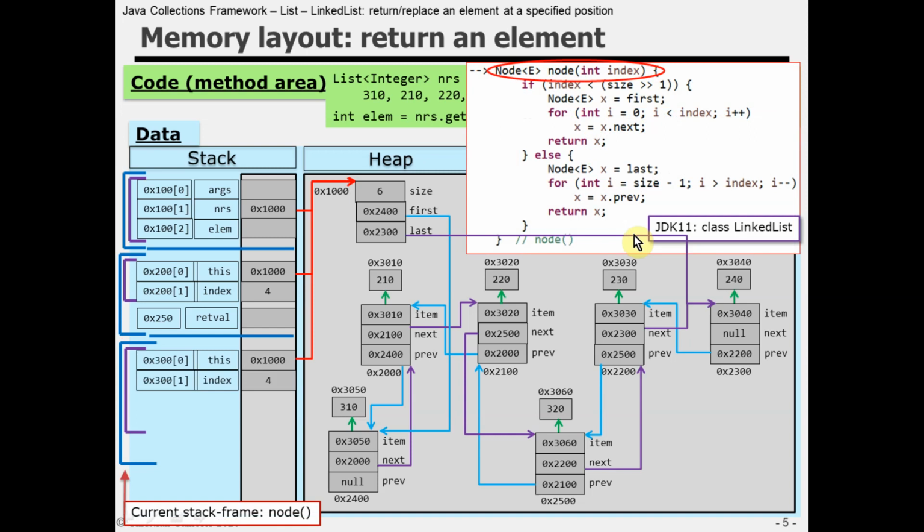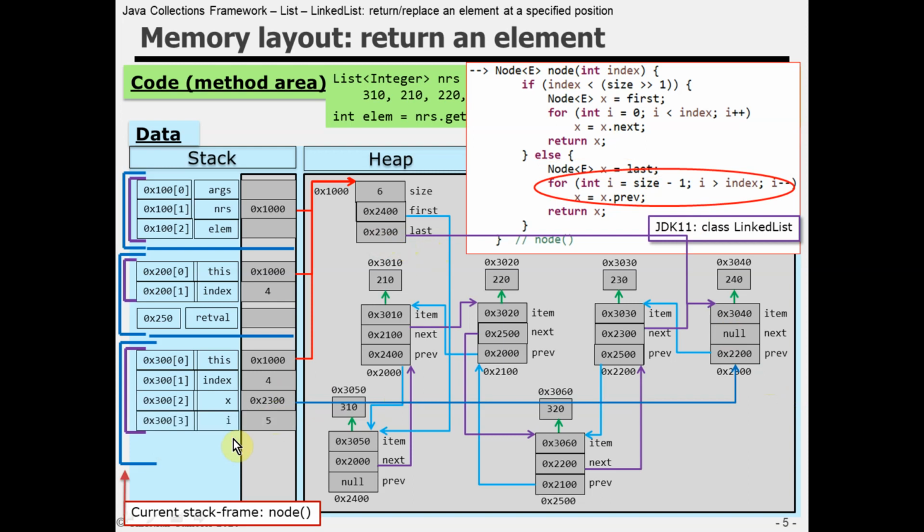Now from where do we start iterating? If index, which is 4, is less than size right-shifted by 1 bit, which comes down to the division by 2, so size is 6. Is 4 less than 3? No. So we start from the back. A local variable x is allocated on the stack, initialized with last, 2300, and so we have a reference to the last node. Then a new local variable i is allocated on the stack, initialized to a value of size minus 1, so 5, and we start iterating.